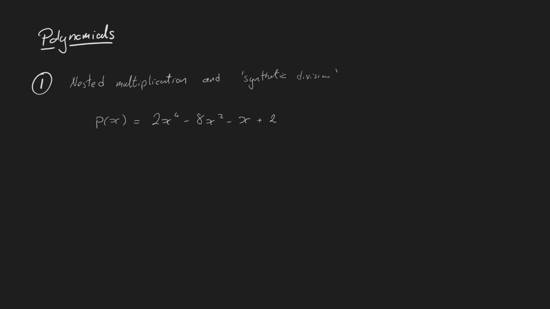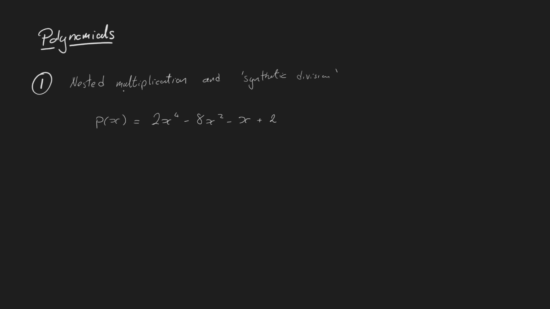So we have this degree 4 polynomial, 2x to the power of 4 minus 8x squared minus x plus 2. There's one thing to note here, aside from the fact that it's degree 4, there's no cubic term expressed. But that will become relevant in just a moment.